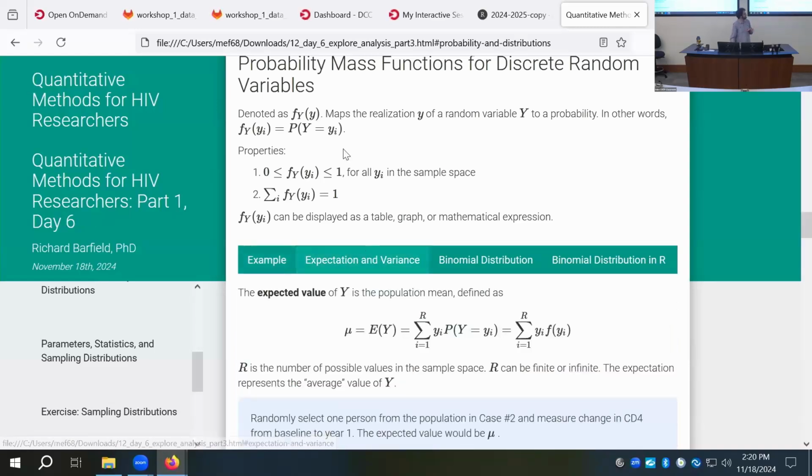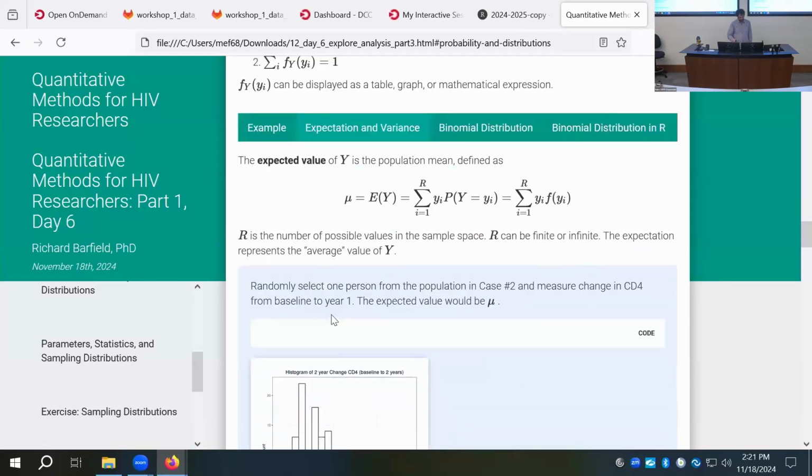Okay, so the expected value of y is kind of the population mean. So typically what people write is mu is equal to E, and statisticians see that and just see it as the expectation of y. It's the summation over all possible values of y_i times the probability of observing that. And that'll give the expected value of whatever your y of interest is.